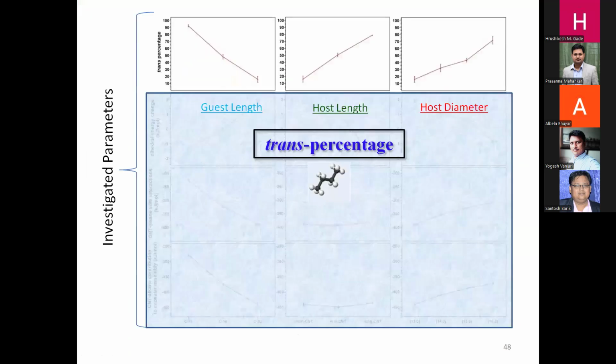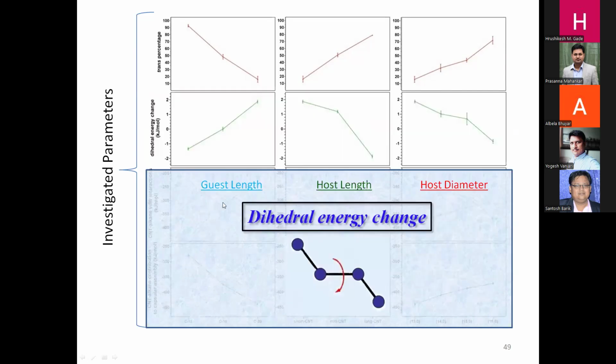Okay. So another thing which can be obtained was to plot those particular things in terms of percentage. So you have guest length impact on the trans percentage, host length, and host diameter. Obviously, as the guest length increases, your trans percentage decreases because it would be a coil structure. Similarly, as host length increases, trans percentage increases because it's an uncoiled structure. And similarly for host diameter. The trans percent relates to dihedral energy change, which is directly related to coiling. So the more the coiling, the more dihedral energy change would be obtained.